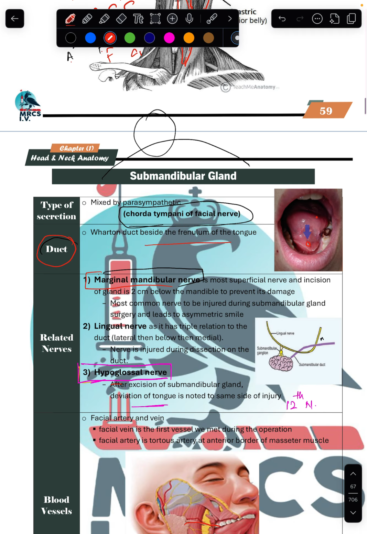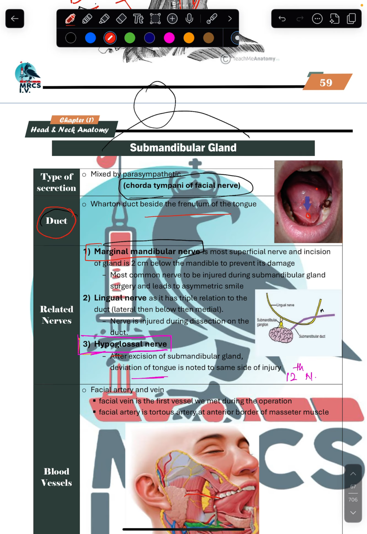Now this is submandibular gland. Most of the questions which I asked about this: it is a mixed gland with parasympathetic supply. It has got secretions from the chorda tympani. While going to the lingual nerve, supplying the anterior 2/3 of the tongue, it forms chorda tympani. So, mixed, parasympathetic, chorda tympani of the facial nerve, Wharton's duct.